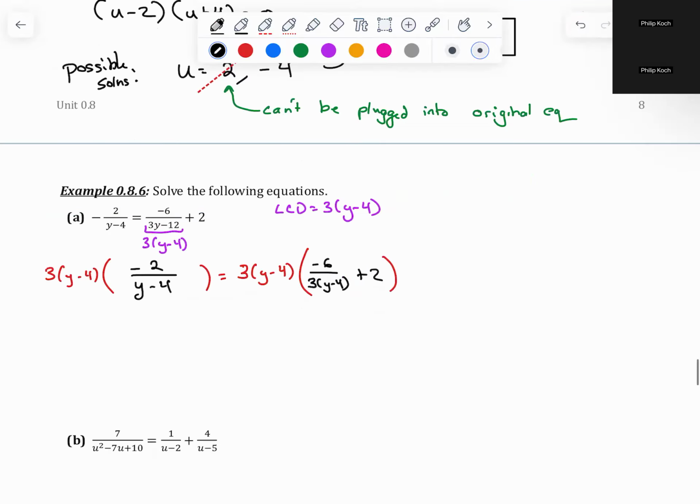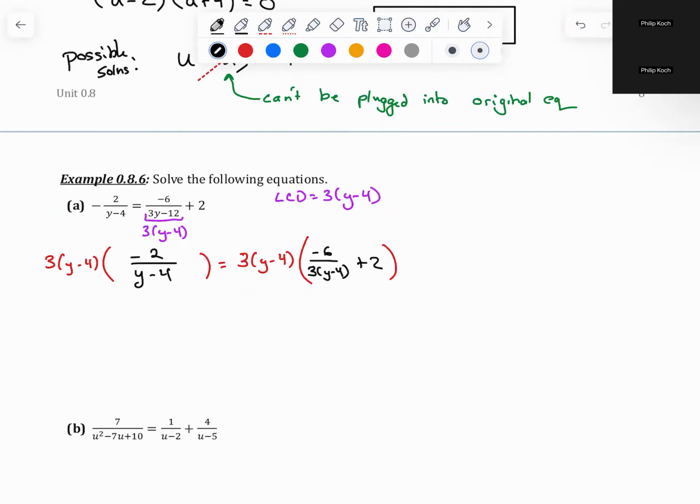So what will the left-hand side be now? Once I multiply what I've done in red, the y minus 4s will cancel. I'll still have the 3 left over times the -2. That'll be -6. On the right-hand side, I have to distribute this. When I distribute it into the first term, the 3s will cancel, the y minus 4s will cancel, so I'll just get -6. And when I distribute it into the 2, I will get plus 6 times y minus 4.